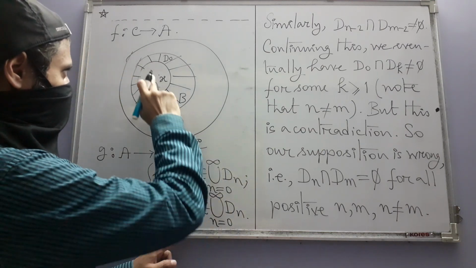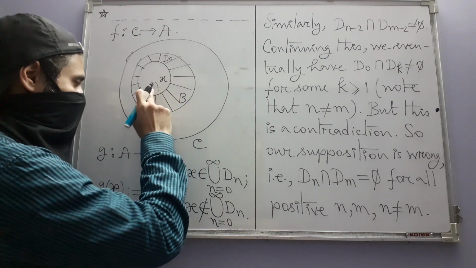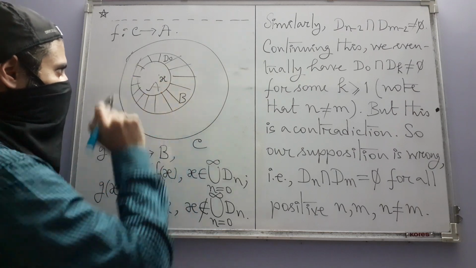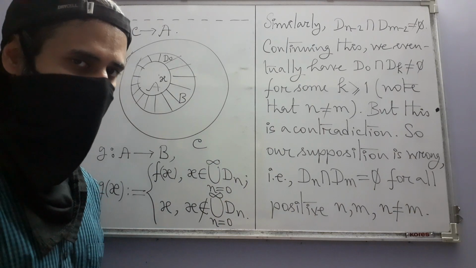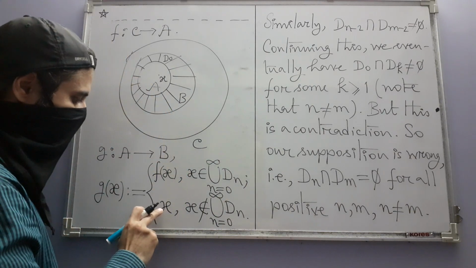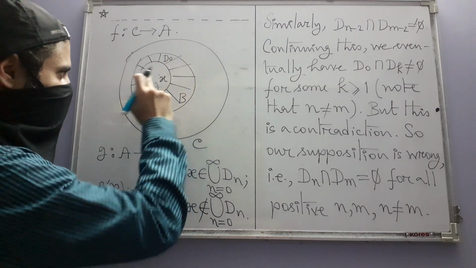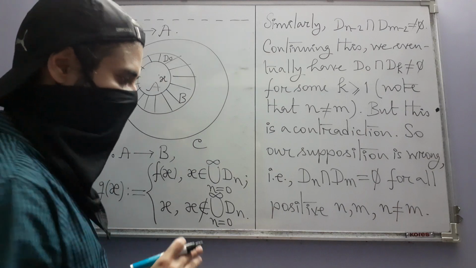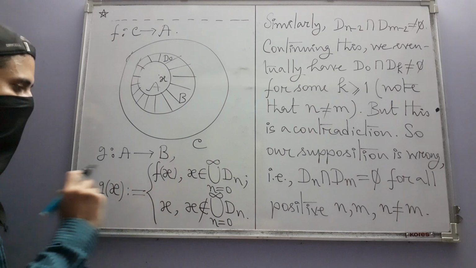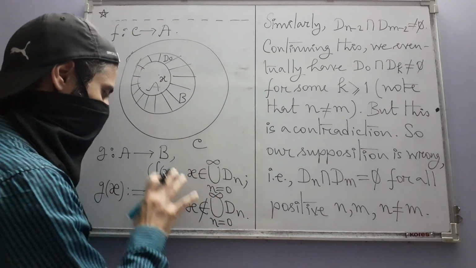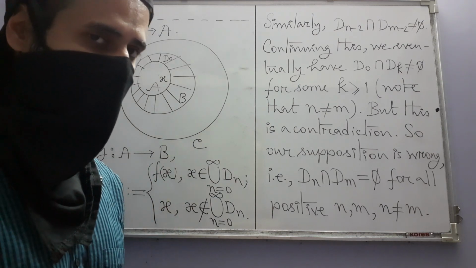But if x does not belong to any of the Di's, in spite of being in A, it may be the case that no Di actually contains x. x is in A, but x lies outside all the Di's. Then the image is x. And where is that x? It is in A and hence it is in B. So here also we are getting a unique output for a given input. There is no problem with the definition of this function g. g is well defined, but there is another problem.